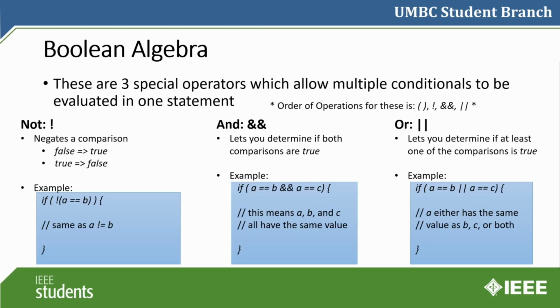There is an order of operation for these Boolean algebraic expressions. Specifically, things that are executed in parentheses will be done first, then it will evaluate all not expressions, then all and expressions, then all or expressions going left to right. And these are examples of how each one would be used.